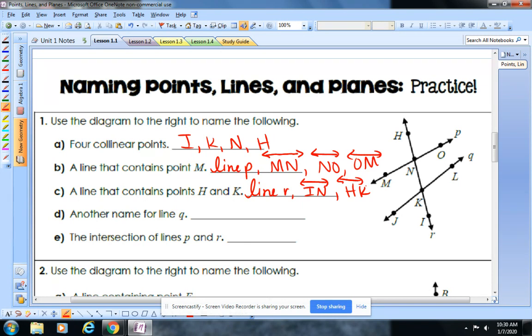D says just any other name for line Q. So somebody give me one more name for line Q. JK, with arrow. Okay?